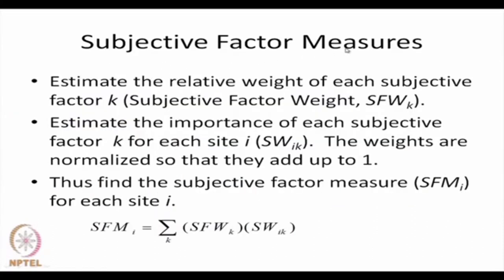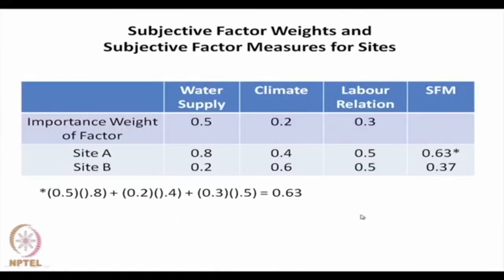Now, let us go for the subjective factor measures. Here, there are three steps. Estimate the relative weight of each subjective factor K. Call it SFWK, subjective factor weight. Estimate the importance of each subjective factor K for each site. Call it SWIK. The weights are normalized so that they add up to 1. And then find the subjective factor measure SFMI, which is basically a weighted sum. I have given an example to illustrate how to find the subjective factor weights and the subjective factor measures for sites.